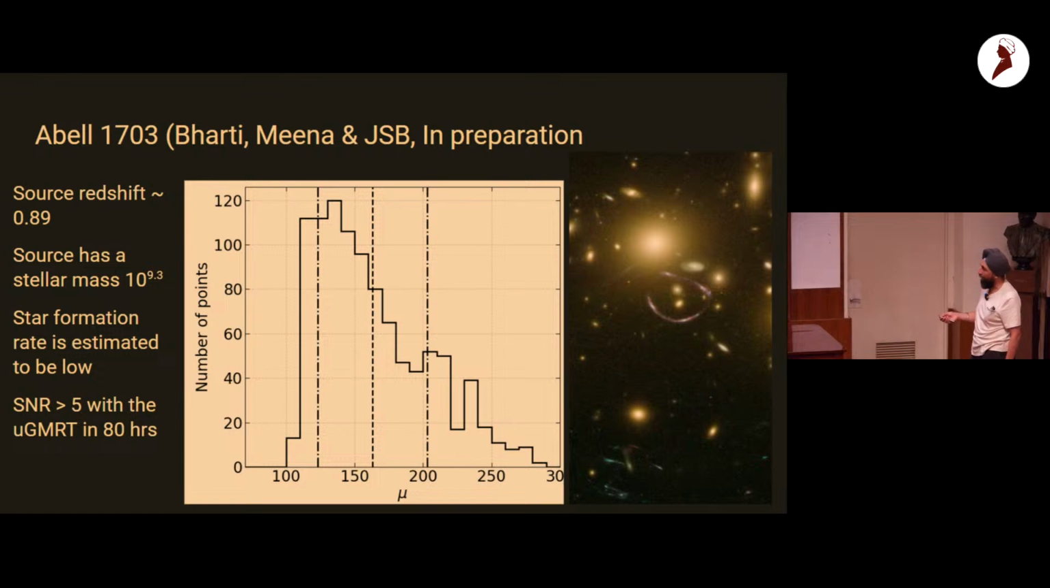So we have been doing analysis for a catalog of around 70 clusters of galaxies, and we have found about 5 or 6 clusters which are very, very promising for this kind of a study. Abell 1703, which was the first hyperbolic umbilic discovered, is in the northern sky. This is not accessible to MeerKAT, but can be observed easily with the uGMRT. We have done estimates, and we feel that SNR greater than 5 with the uGMRT in about 80 hours can be obtained.